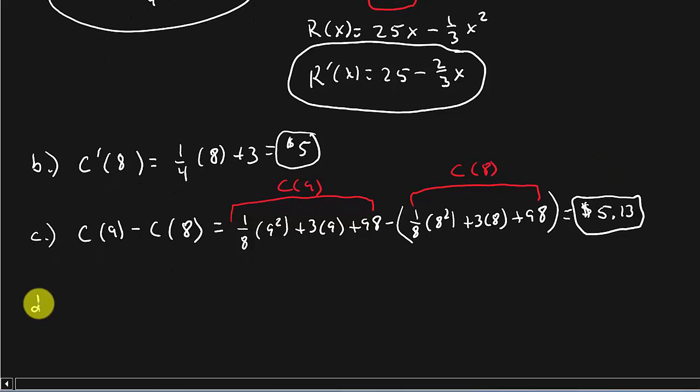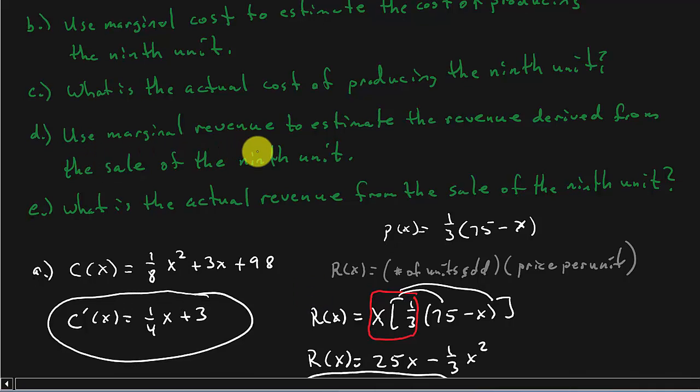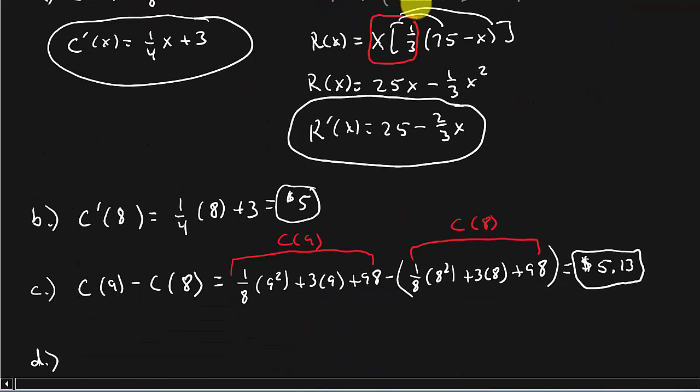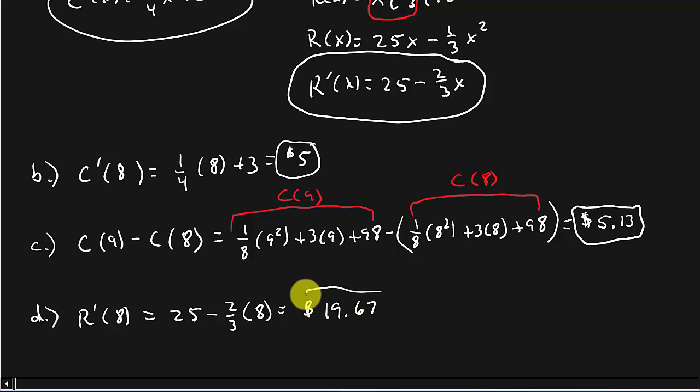All right, so let's look at part D. Use marginal revenue to estimate the revenue derived from the sale of the 9th unit. Okay, so that's going to be what? R prime of 8, right? So that's going to equal 25 minus 2/3 times 8. And that's going to give us $19.67 when you punch all that into your calculator.